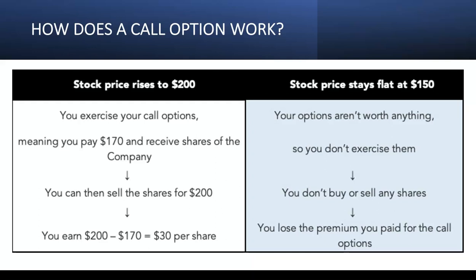Case number 1. The stock price rises to $200 per share. You exercise your call options, meaning you pay $170 and receive Facebook shares. You can then sell the shares for $200. You earn $200 minus $170, or $30 per share.